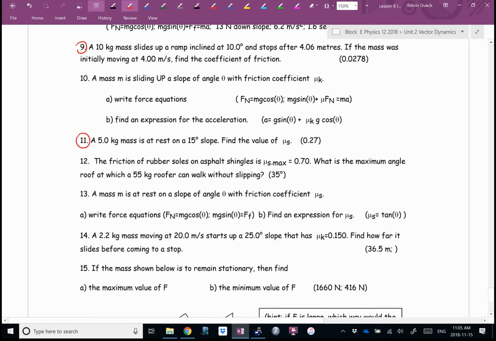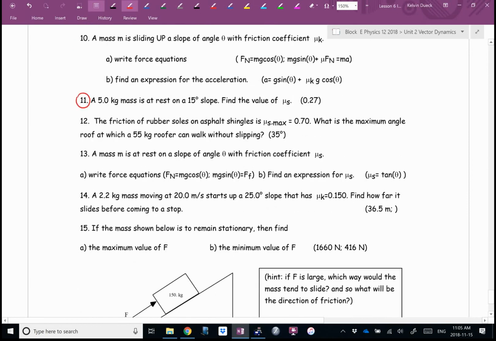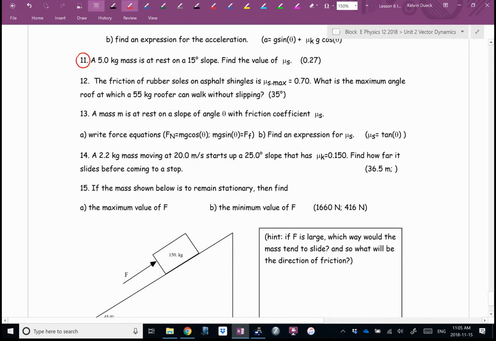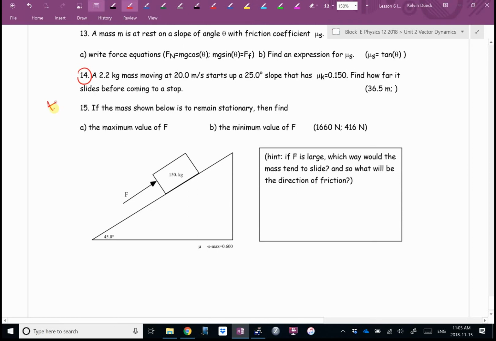11 is good. 14 is good. 15 is tougher than I'm going to ask. But you can try that one. So here's what 15 is saying. If this mass is to remain stationary, there is a coefficient of friction of 0.6. Right now, this mass will slide. If it's to remain stationary, find the maximum value of F, find the minimum value of F.